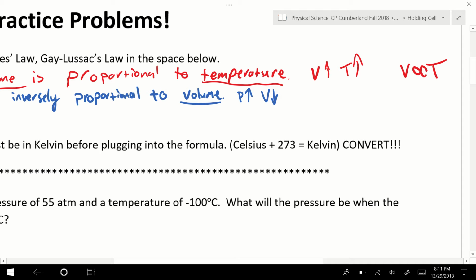And the way we would write this out is P proportional to 1 over V. That means the inverse of volume.